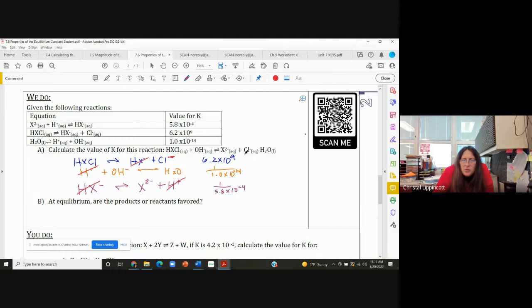Now what do I need to do with these things? Right, I need to multiply all of these things together. And when you do that, you end up with 1.1 times 10 to the 27, which means which is going to be favored? Products.